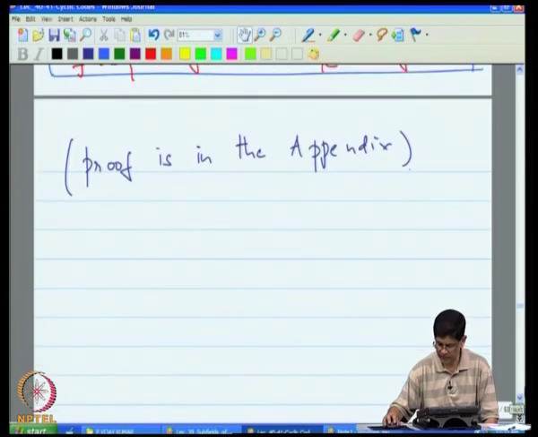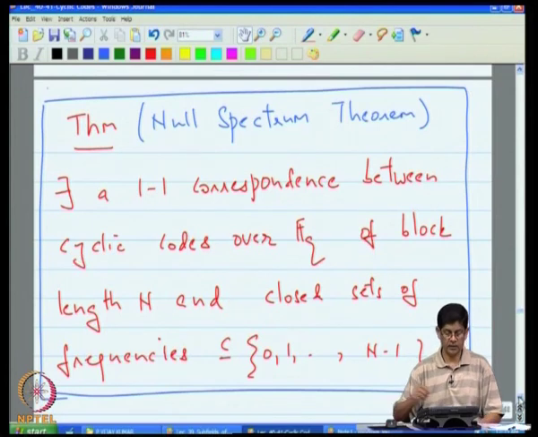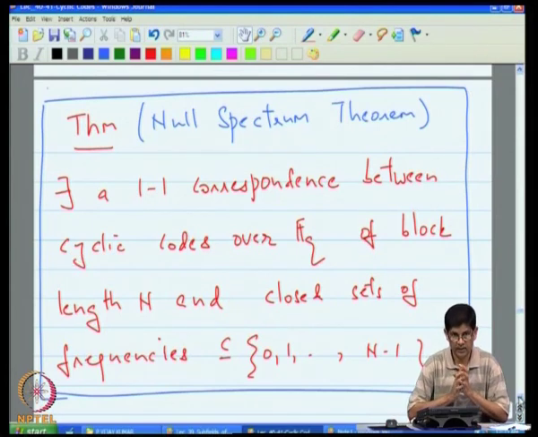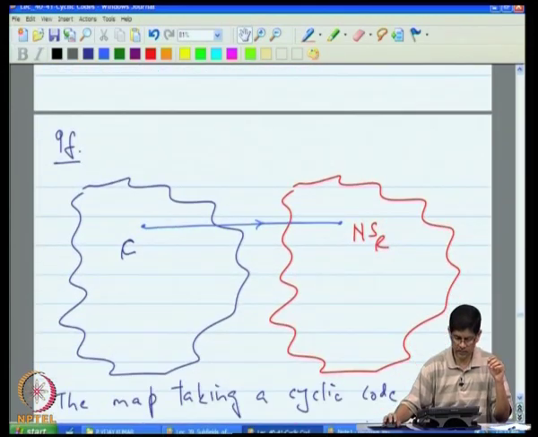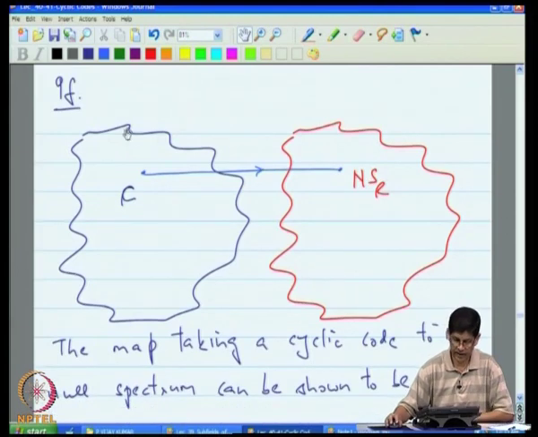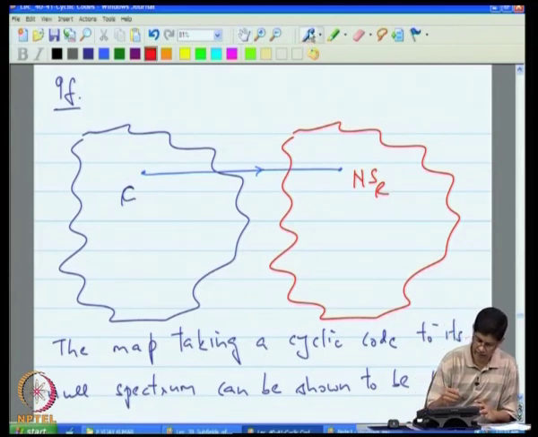Okay, so not surprisingly, when you put these together, you have this important null spectrum theorem, which says that there is a one-to-one correspondence between cyclic codes over Fq of block length n and closed sets of frequencies. So, what is the correspondence? The correspondence is just this: on the left side, you have the collection of all cyclic codes of block length n over Fq. Let us note that.